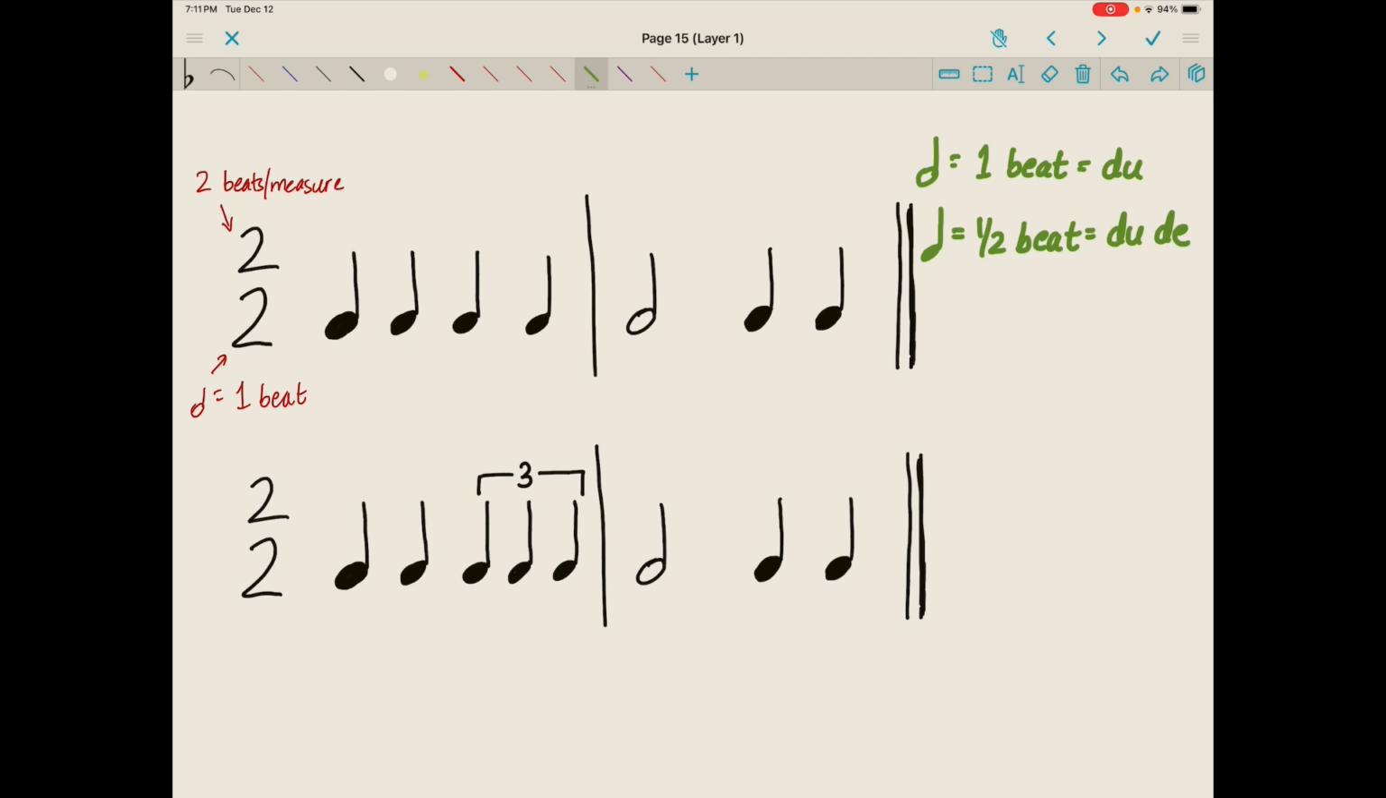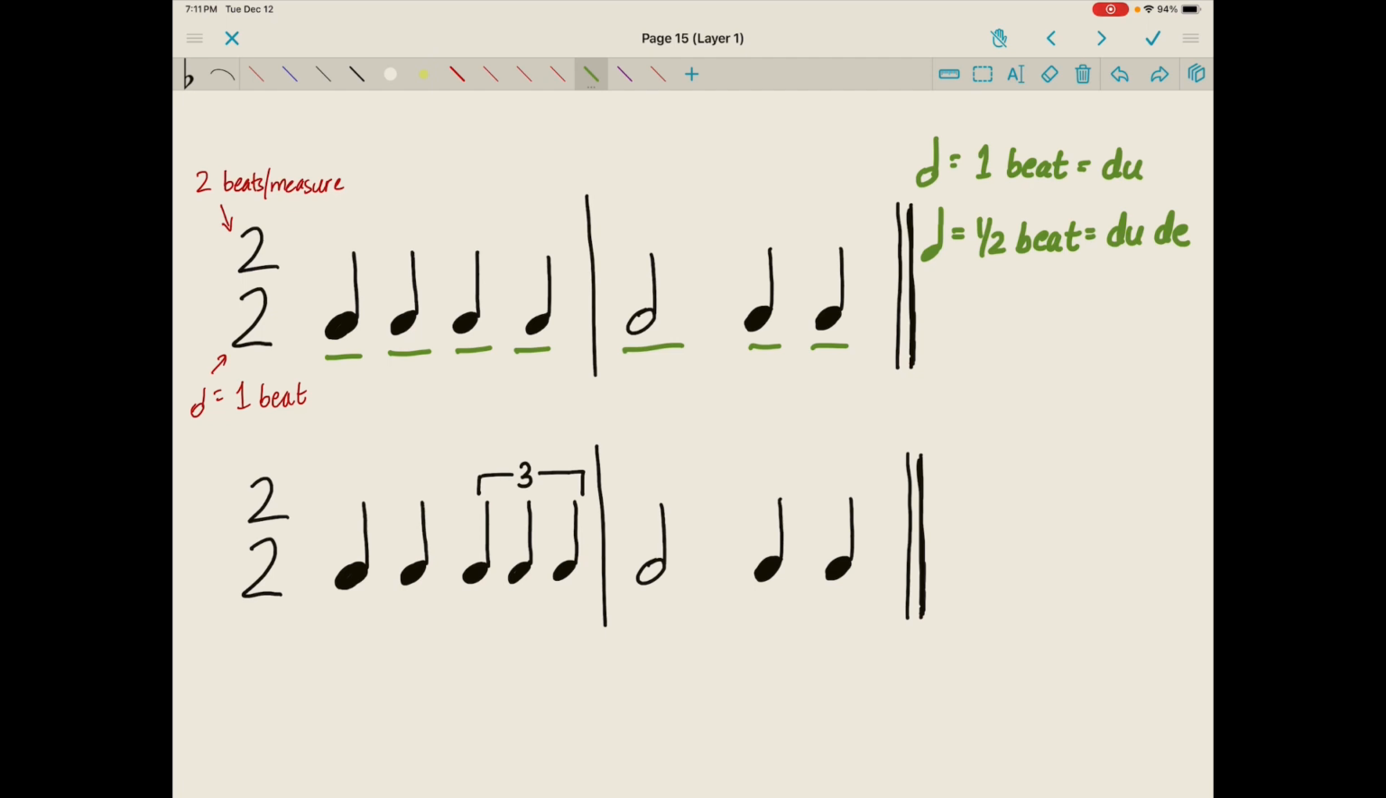So we will use the Gordon rhythm syllables do, day to represent those half-beat notes. So reading through the first example, setting the metronome at 60 and putting the beat into our hands or feet. Ready, clap. Ready, speak. Do, day, do, day, do, day.